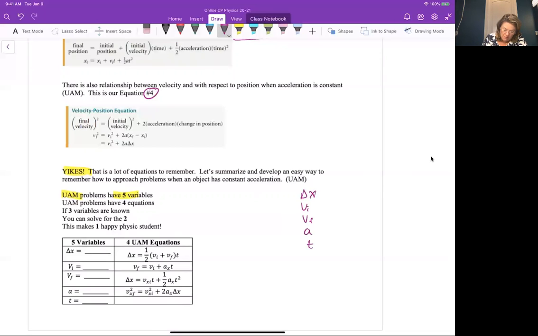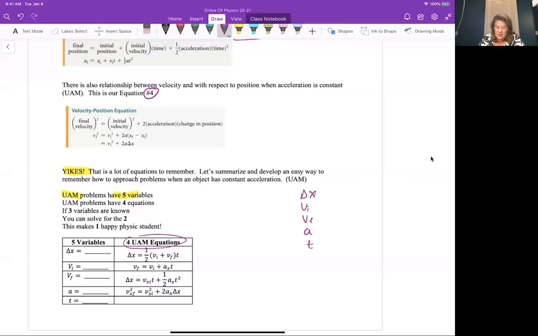And here are my 4 equations. And notice I have the 5 variables listed there, all right? There's my 4 equations. Delta x is equal to the average velocity, which is 1/2 times the 2 velocities added together. I just took the average of 2 numbers times time. V final is equal to V initial plus AT squared.